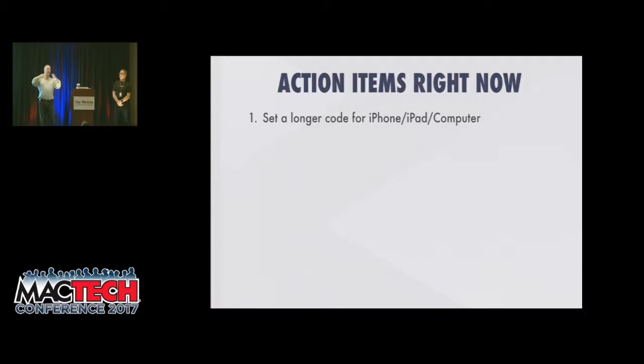So these are the action items that we want people to take action on right away. And this is sort of the last slide, and the idea is that after we've scared the crap out of you, here are things you can actually do. So set a long passcode on your phone, on your iPad, a computer. Change your passcode on your phone if you're really concerned from a numerical code to a long password that brings up an alphanumeric keyboard. Turn on Touch ID and use it. It's convenient and it's actually pretty good.